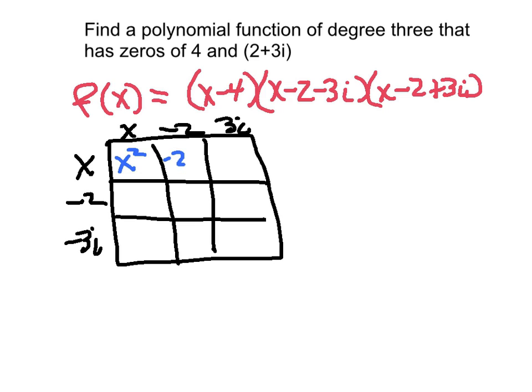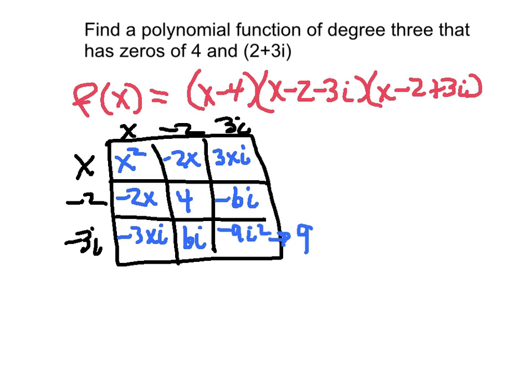So x squared minus 2x. And this is going to be positive 3xi. And now I'm going to multiply negative 2 times all these terms up top. I'll have negative 2x, 4, and negative 6i. And then here I will have a minus 3xi. I will have a positive 6i because this is a negative times a negative, so that's positive. And then finally I will have a minus 9i squared, which will turn into a positive 9, because i squared is equal to negative 1. Negative 1 times negative 9 will equal a positive 9.